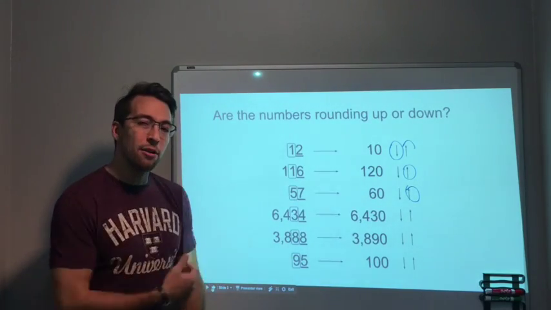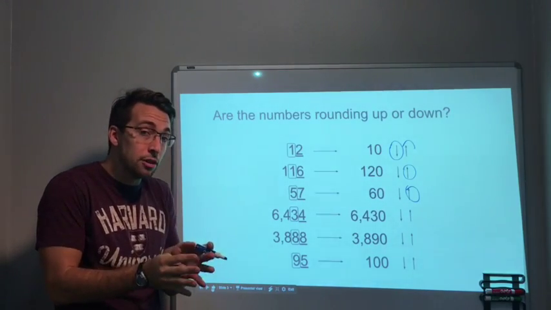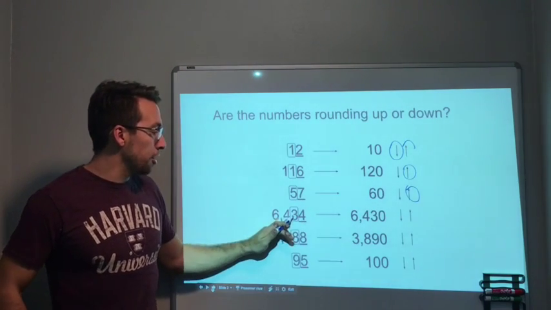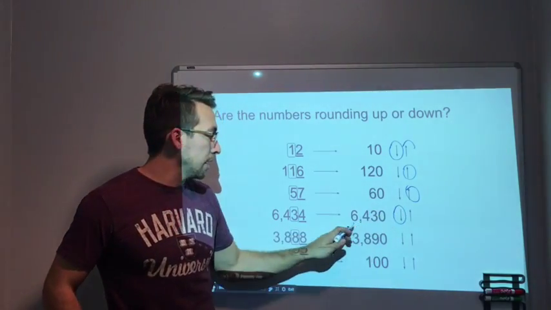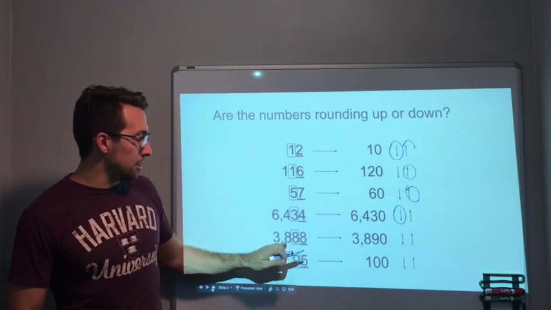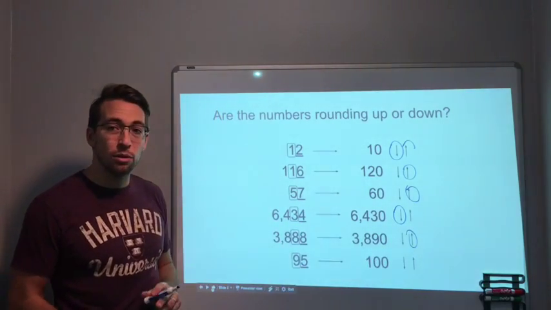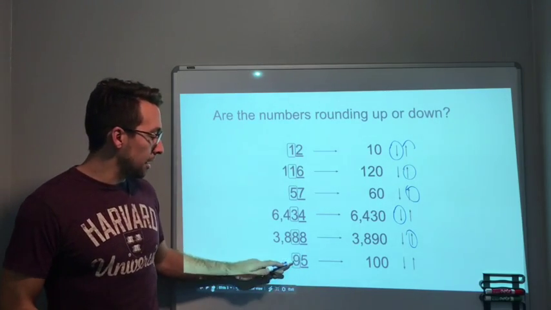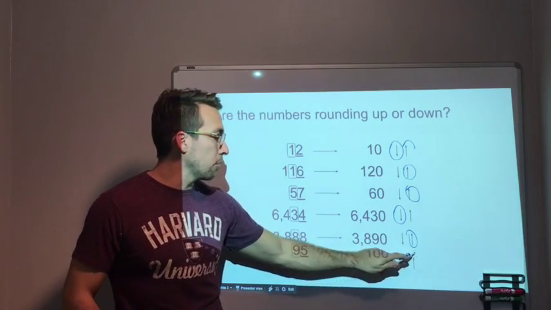Notice, it doesn't matter if the number is in the millions or billions. You select which place value you're rounding to, and then you look to the right. So, 6,434. The 4, we're going to go down. 6,430. 3,888 goes up to 3,890. And then 95, we're going to round up again. 9 is the highest digit we have, so we're going to add a place value. We add that 100, and we round up.